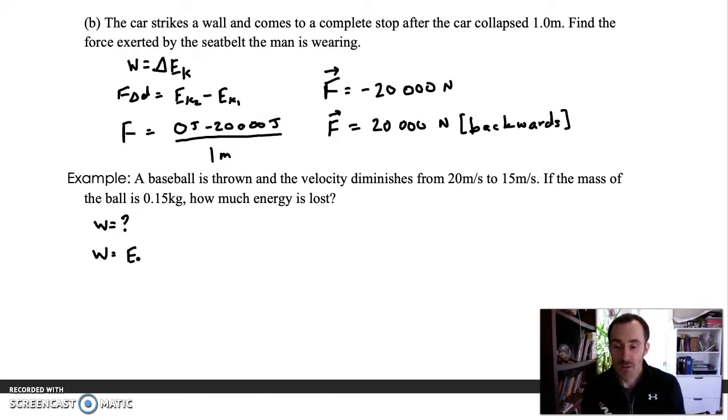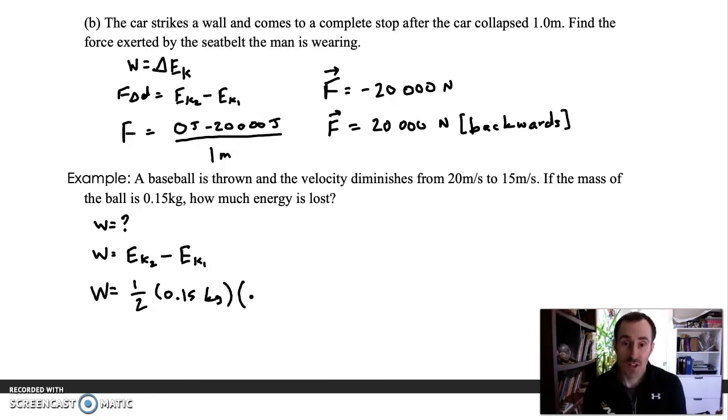So it's EK2 minus EK1. Now in this case, neither of those is 0. The velocity diminished from 20 meters per second to 15 meters per second. So we had kinetic energy at the beginning and we had kinetic energy at the end. So then we're just going to put both formulas in here. So work is equal to half times the mass of the baseball, 0.15 kilograms, times, this is the velocity at the end, so it diminished to 15 meters per second. So the second one is 15.